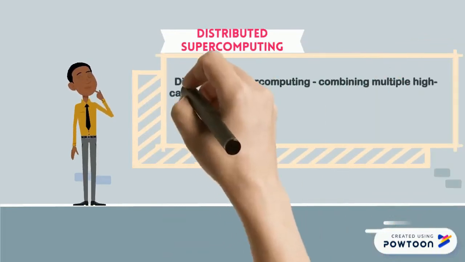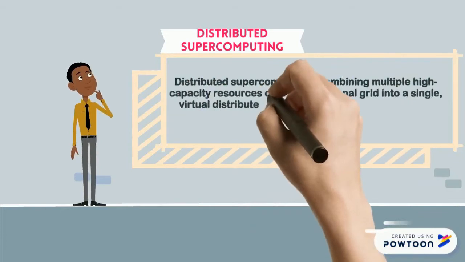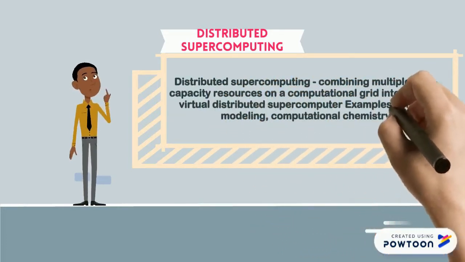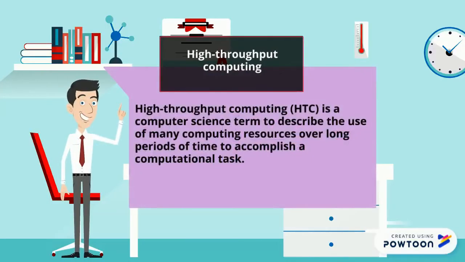Distributed supercomputing. Distributed supercomputing is a combination of multiple high-capacity resources on a computational grid into a single virtual distributed supercomputer. Examples: climate modeling and computational chemistry. High throughput computing is a computer science term to describe the use of many computing resources over long periods of time to accomplish a computational task.